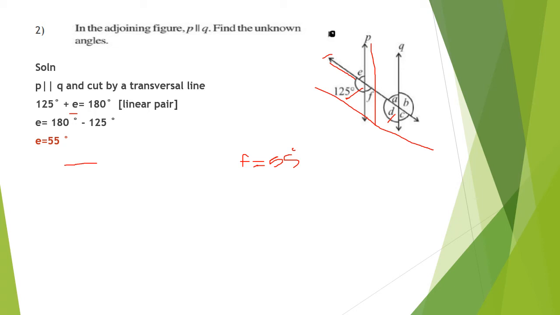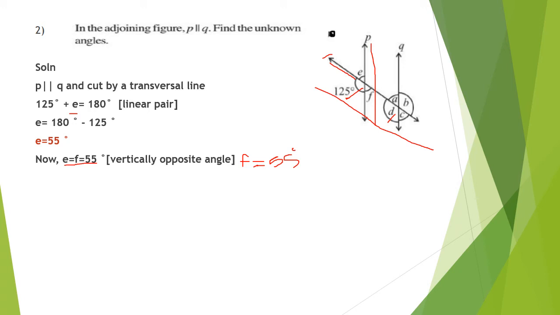Now what is the opposite angle of E? F. We know that opposite angles are equal, so we can write F also is equal to 55 degree. Right? Vertically opposite angles are equal. That's why E is equal to F is equal to 55 degrees. So what is the value of F? F also is equal to 55. Now we have found out two angles, E and F. Then remaining, we want to find out A, B, C, D.